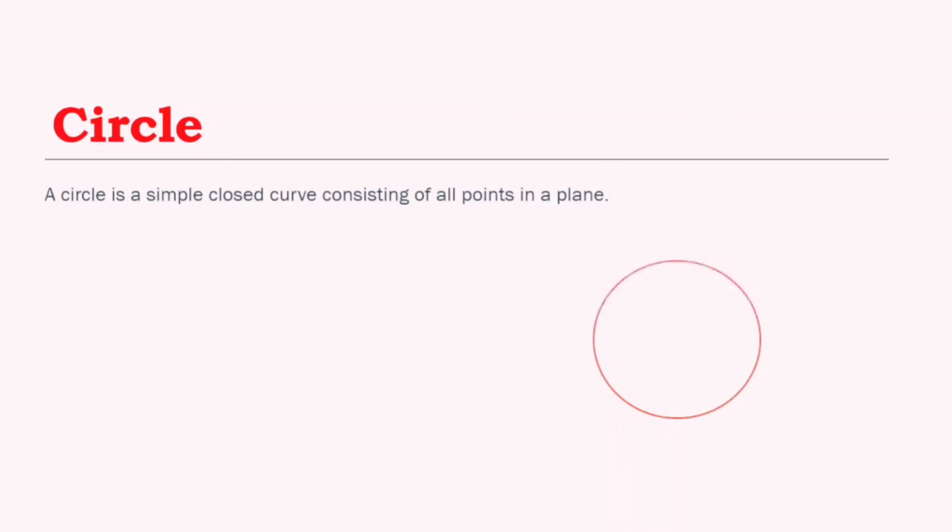Let's start with circle. A circle is a closed curve. And in geometrical definition, a circle is a simple closed curve consisting of all points in a plane. This O is the center of the circle. Now we are going to learn the terms associated with a circle.